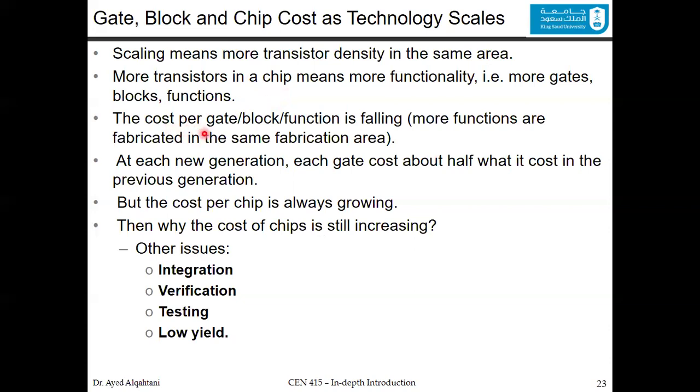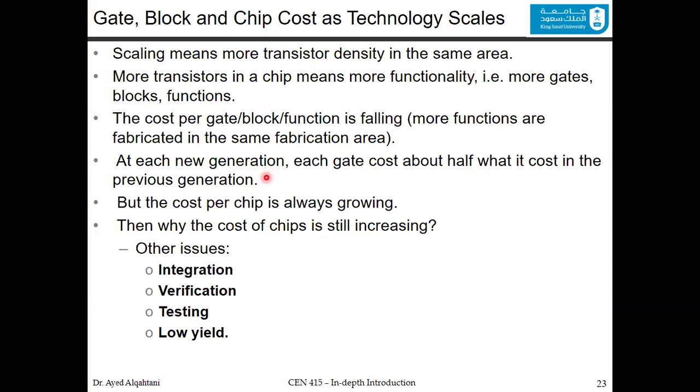So the cost per gate or block or function is actually falling, because you have more functions that are fabricated in the same fabrication area, and you can work with them. I mean, we flooded the market with these transistors, so the prices are going down. At each new technology generation, each gate costs about half what it cost in the previous generation, which is good. Things are getting cheaper. But if you look at the market today, things are getting more expensive.